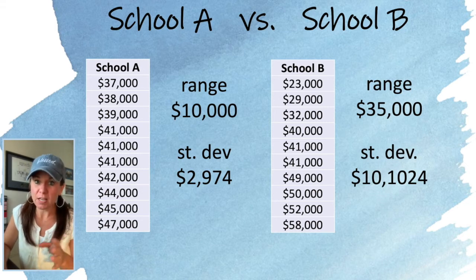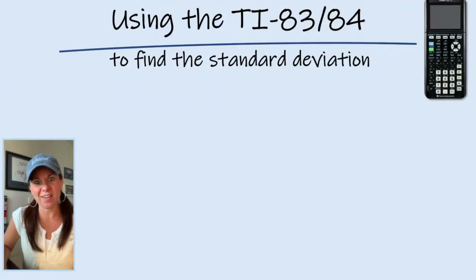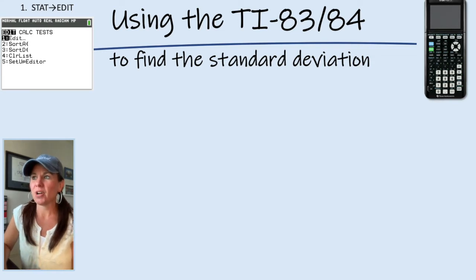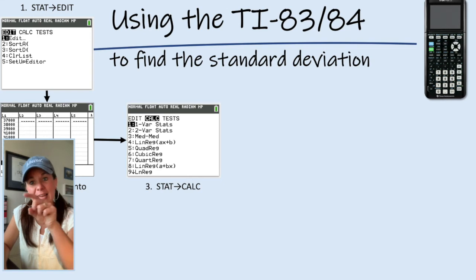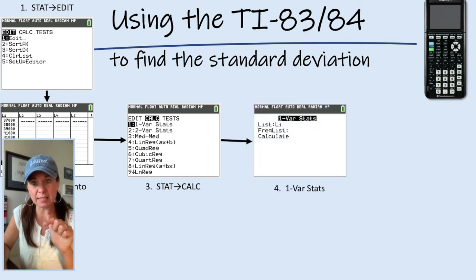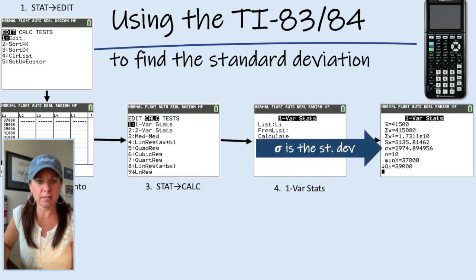The good news is you don't have to do this by hand every time, although it's good to know how to do it by hand. But you can use a graphing calculator. So to find the standard deviation on a graphing calculator, we're going to go stat edit. Okay, we're going to put all the numbers, all the salaries, we're going to do one list at a time into list one. Then you're going to go back to stat calc, hit one variable stats. For list, you hit list one, frequency list, make sure it's blank. And then there we go. Right there is the standard deviation.